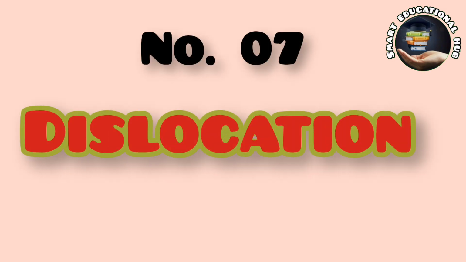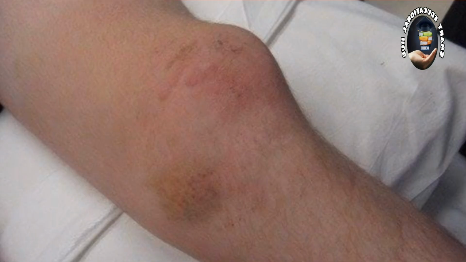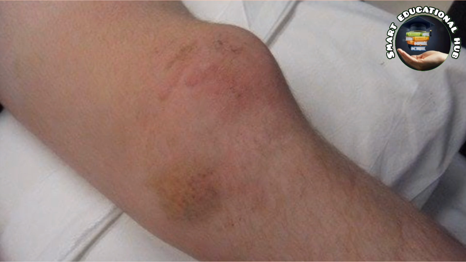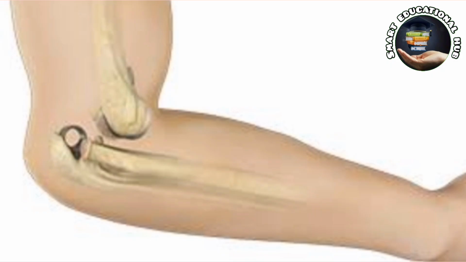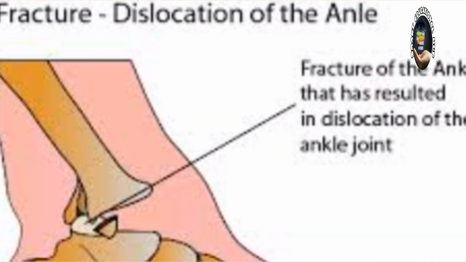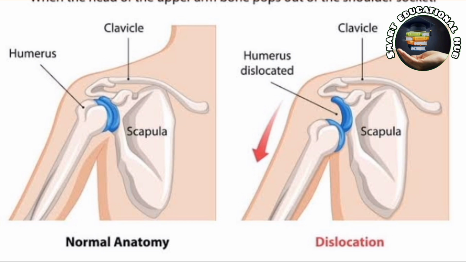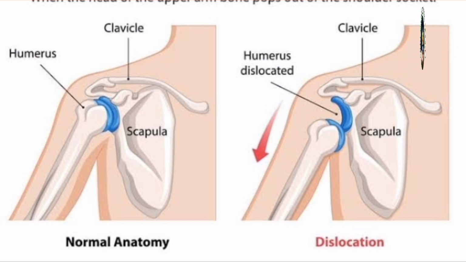Number 7, dislocation. A dislocation is an injury where a bone moves out of its normal position in a joint. It usually happens because of a sudden fall, accident, or strong impact, especially during sports or physical activities. When a joint is dislocated, it becomes very painful, swollen, and difficult to move. The area may also look bent or out of shape. A dislocation is different from a fracture because the bone is not broken.